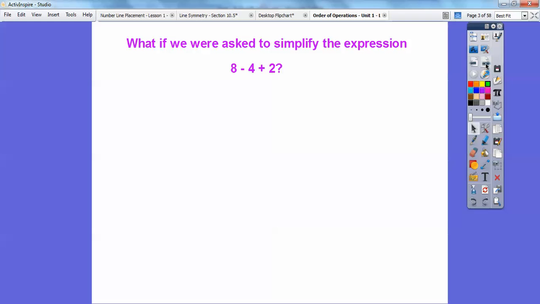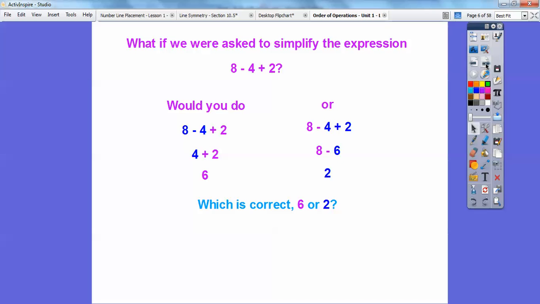Well, would I do the 8 minus 4 first, you guys? Notice I highlighted that in blue. Would I do the 8 minus 4 first and get 4, and then add 2 to get 6? That seems pretty good, right? 6? Or would I do the 4 plus 2 first? Notice I highlighted those in blue. 4 plus 2 is 6, and then 8 minus 6 is 2. Okay, so which is correct, 6 or 2?